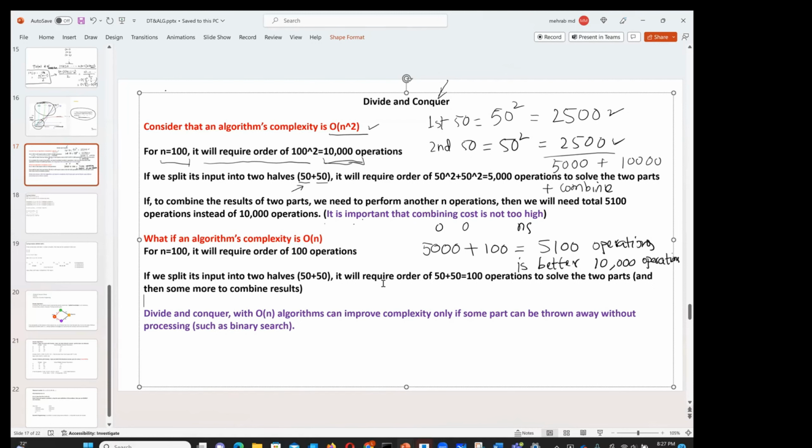So basically, it's not going to help, right? Because previously I needed 100. Now after division, I still need 100, and then combining will add some more, right? So not all algorithms will benefit from divide and conquer. That is the point I'm trying to make. Okay.